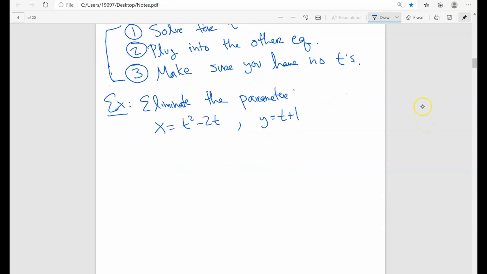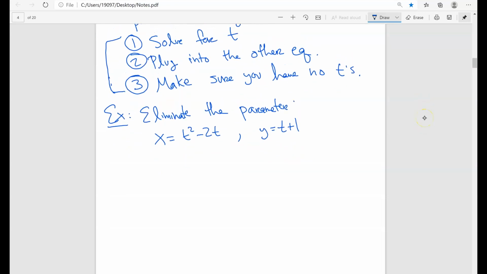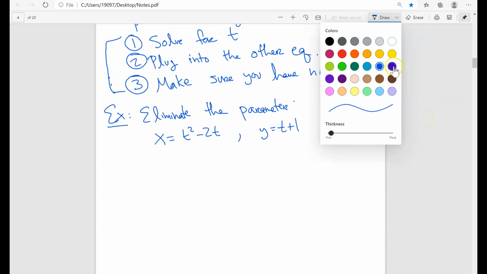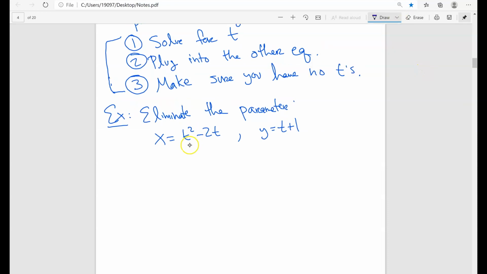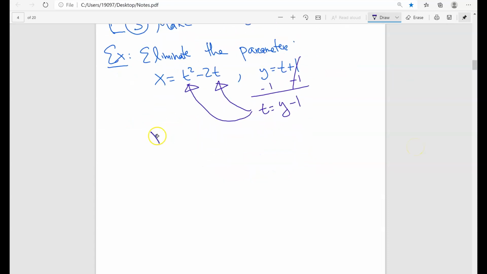So the first thing that you want to do is solve for t. You can see that solving for t on the first one might be a little hard because you have a square here. So it might be easier to solve for t here. So I'm going to subtract by 1. So you're going to have t is equal to y minus 1. And now that I solved for that, I'm going to plug it into this equation. So then you're going to have x is equal to (y minus 1) squared minus 2(y minus 1).